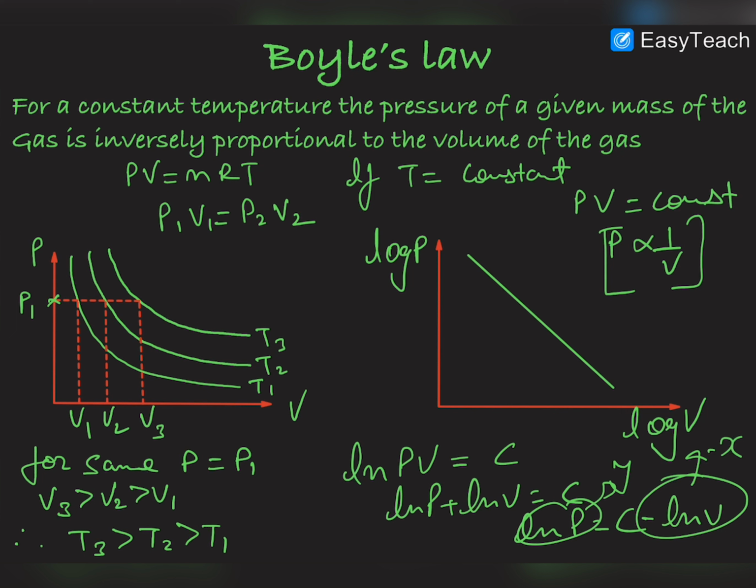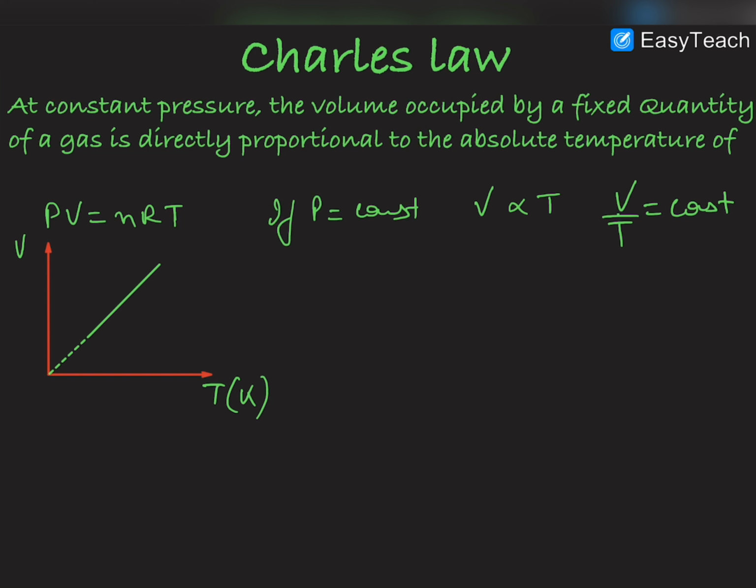So this is a straight line going in the downward direction, and this curve is also called an isotherm, due to the fact that the temperature is constant on this curve, and the constant temperature process is called an isothermal process. So this curve is also called an isotherm. Now let us move on to Charles's law.